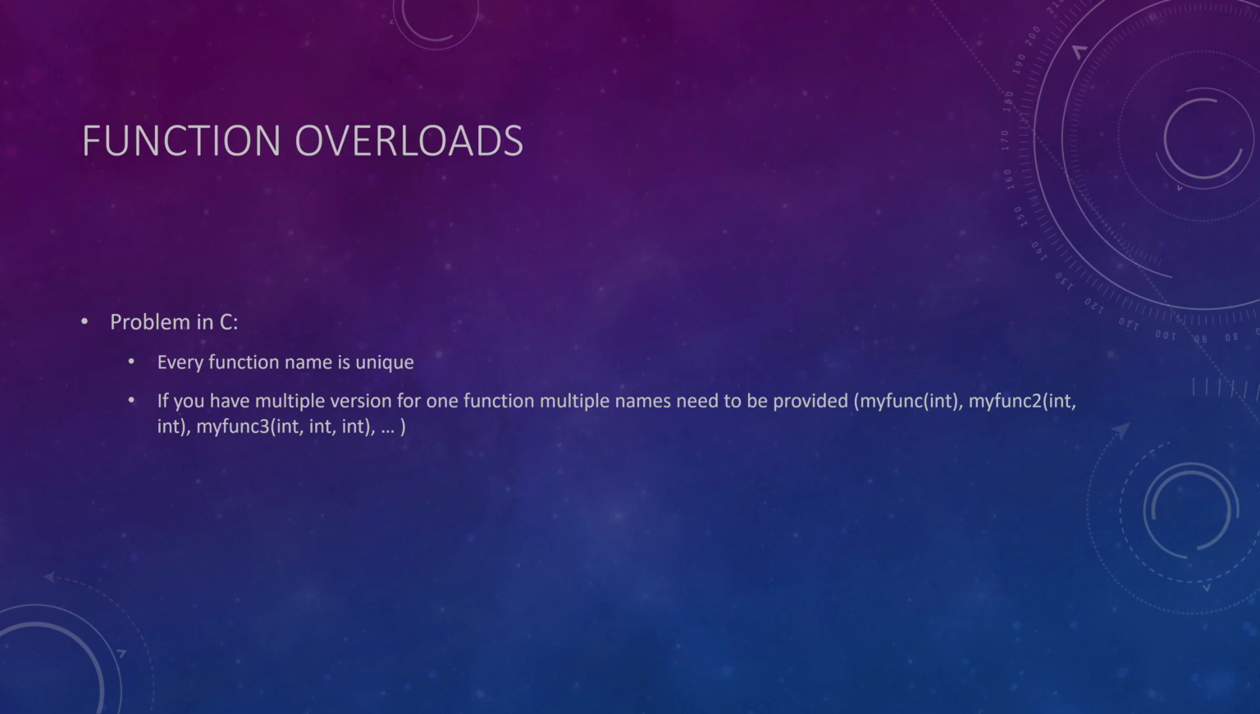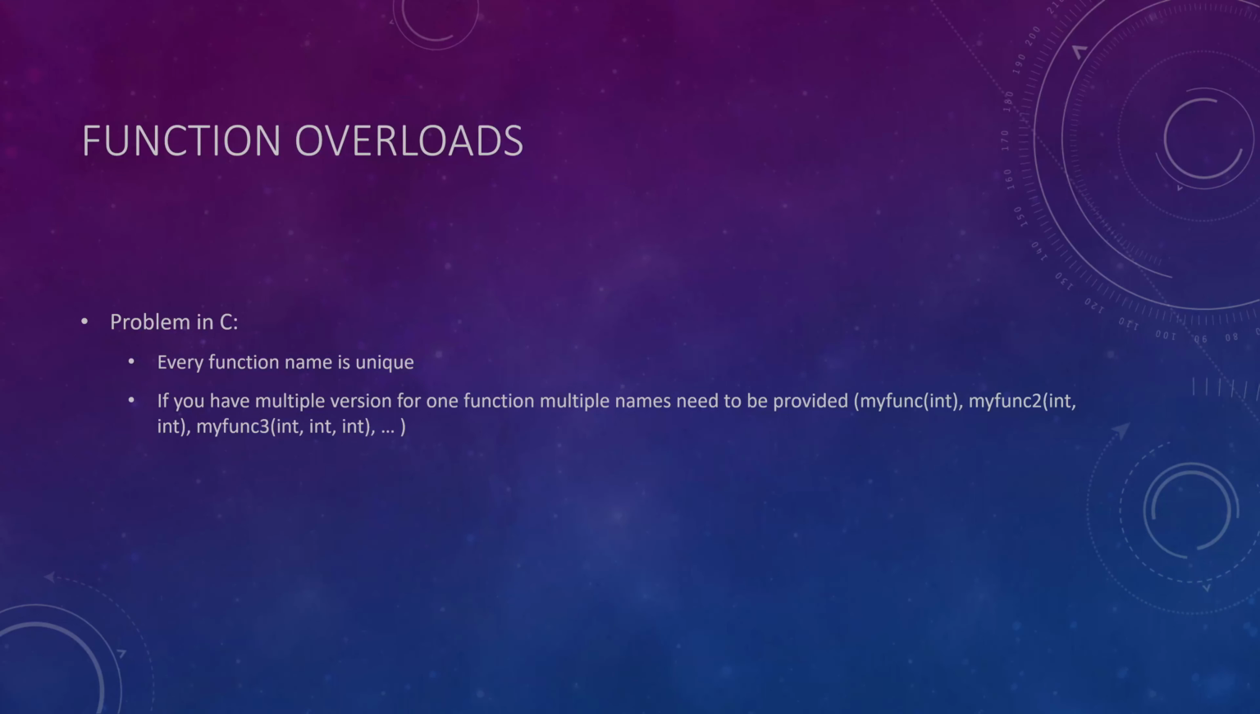For example, if you have multiple versions for one function. Let's imagine you have a function myfunc that can take 1, 2, or 3 ints, like myfunc with 1 int, myfunc with 2 ints, myfunc with 3 ints. If you're doing this in C, then each function needs to have a different name, because one name is already taken up by the first function. So it's not allowed to name them all the same, but have different parameters. So you would need a myfunc, myfunc2, and myfunc3 to basically indicate 1 parameter, 2 parameters, and 3 parameters, which in general is possible and not an issue.